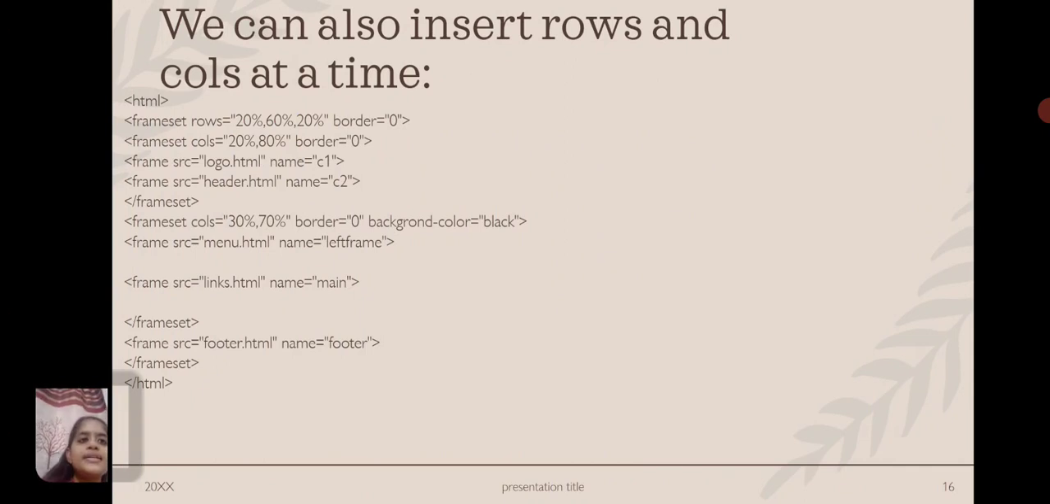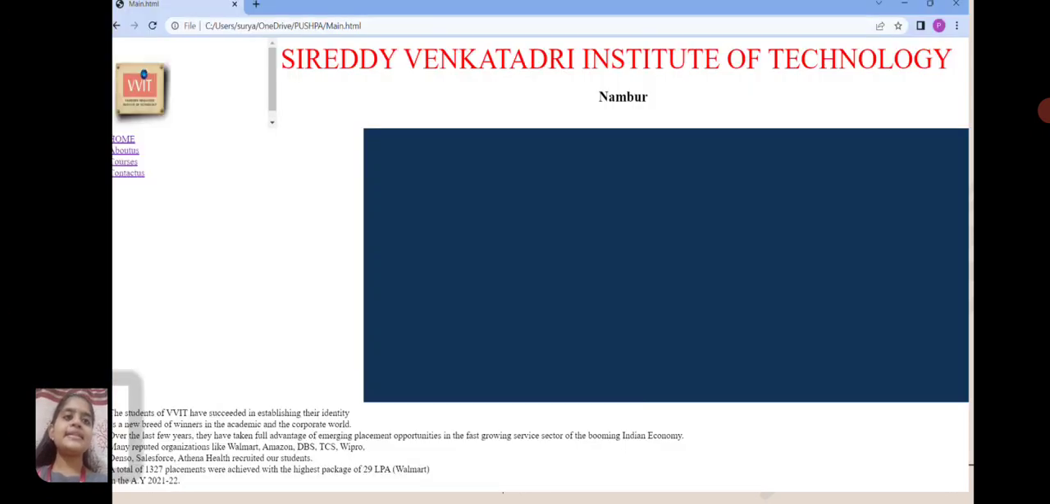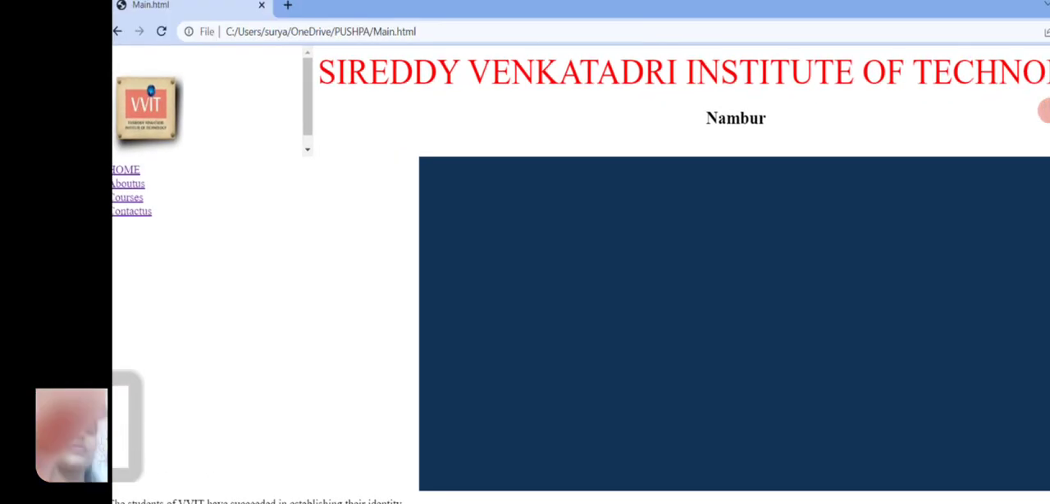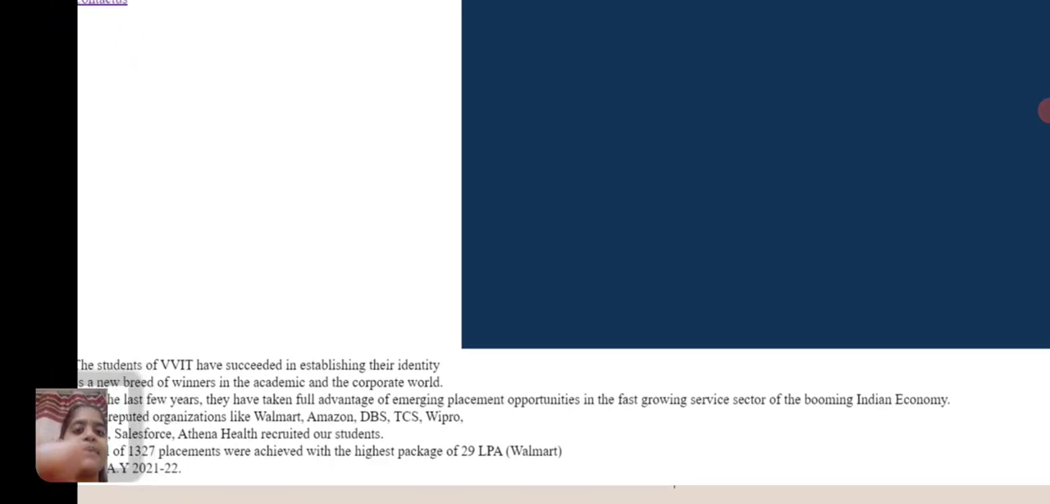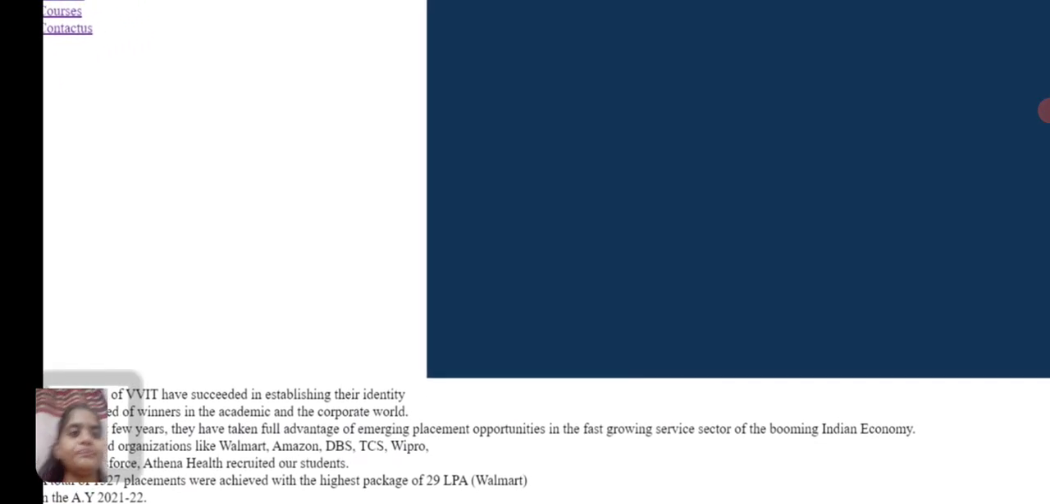We can also insert the rows and columns at a time. See, here I give frameset rows equal to 20%, 60% and 20%, border equal to 0. It means here I divided the web page into three parts horizontally. The first part will have 20% space, the second part will have 60% space and the third part will have 20% space. Let's see this. This is our first part VVIT, this is our second part and this is our third part.